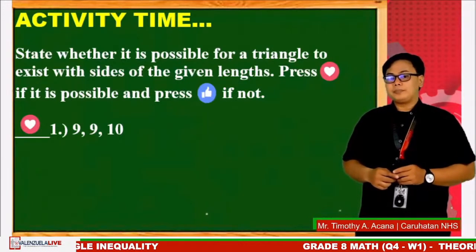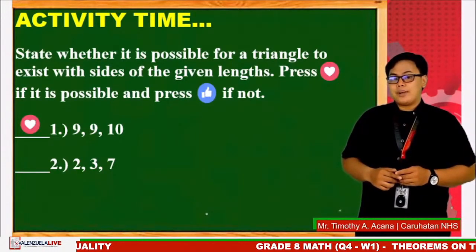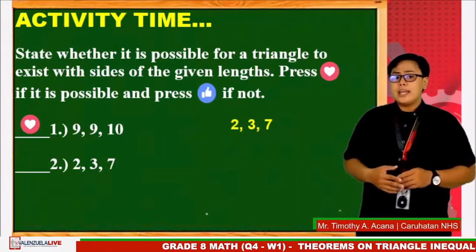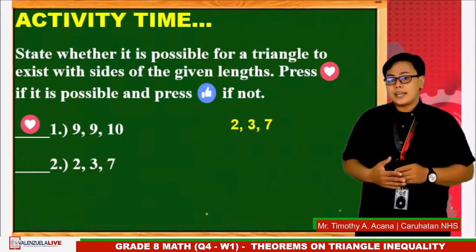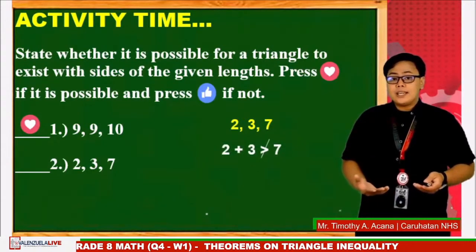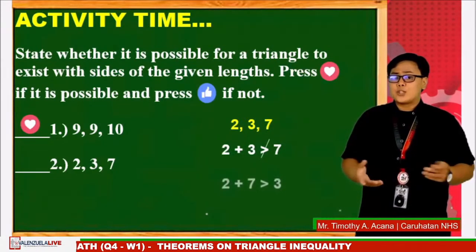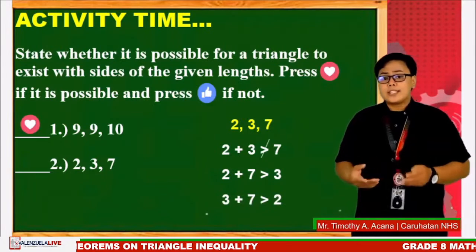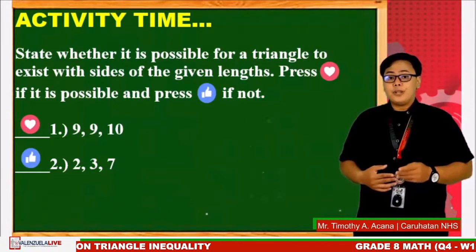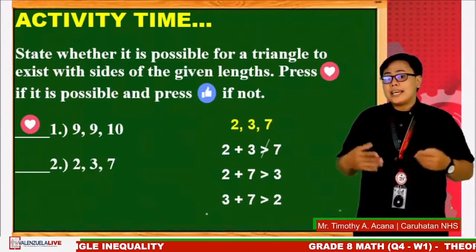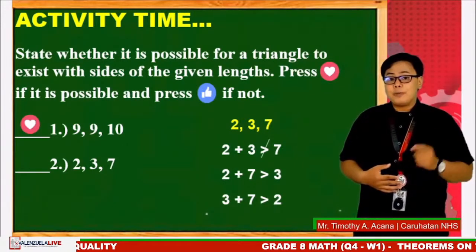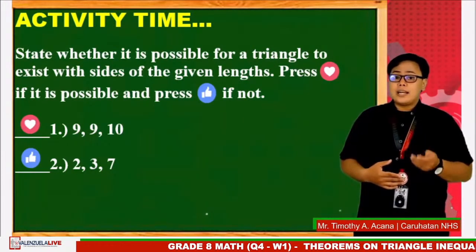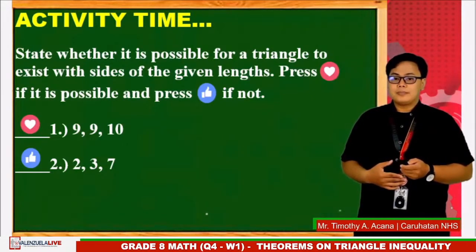Next, we have 2, 3, and 7. Applying the same concept, we are going to add two sides of the given triangle and determine if the sum is greater than the remaining side. So first, we have 2 plus 3 is not greater than 7. Next, we have 2 plus 7 is greater than 3. And lastly, we have 3 plus 7 is greater than 2. If you will notice, one of the sums of the two sides is less than the remaining side, because 2 plus 3 is less than 7. Therefore, 2, 3, and 7 are not possible lengths of a triangle.